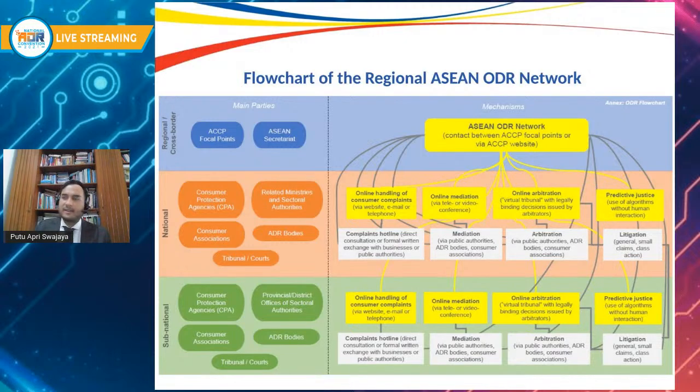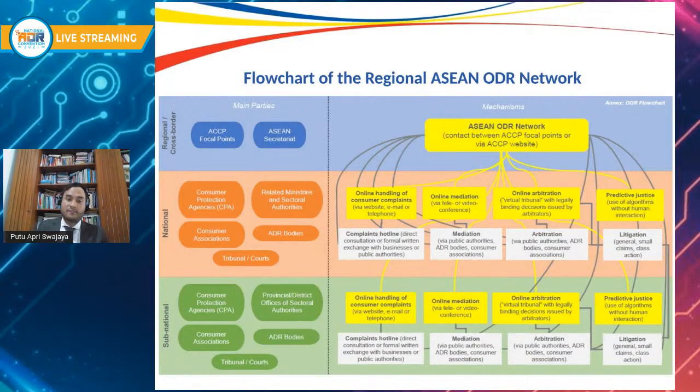Now, permit me to explain, and apologies if it's a bit small in the slideshow, the vision of the ASEAN ODR network by way of a colored panel flow chart. In a nutshell, the blue panel refers to the regional ODR network, which is headed by the ACCP focal points and the ASEAN Secretariat. It is connected to the AMS National ODR in the orange panel, and the respective sub-national ODR in the green panel, comprising of usual consumer protection agencies, sectoral authorities, consumer associations, ADR bodies, and tribunals.